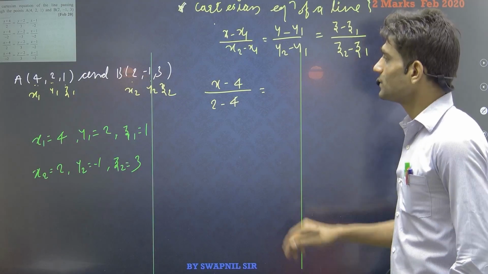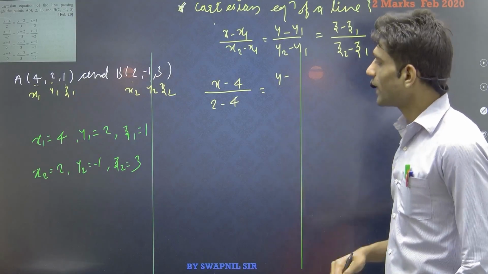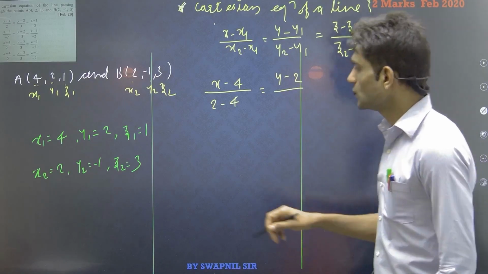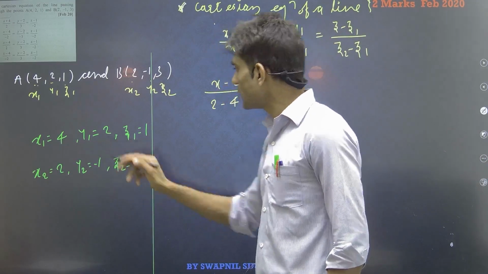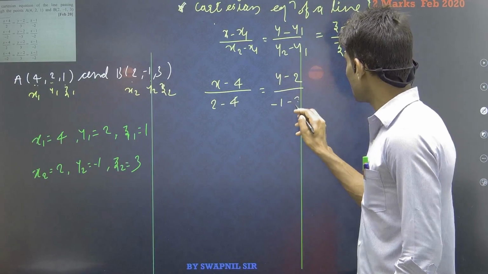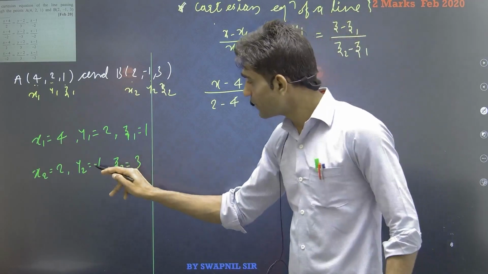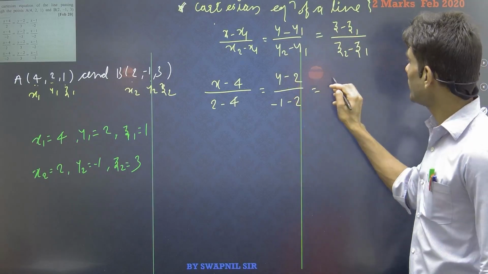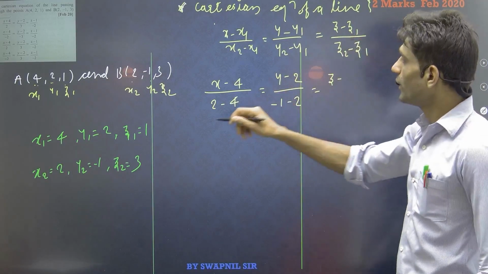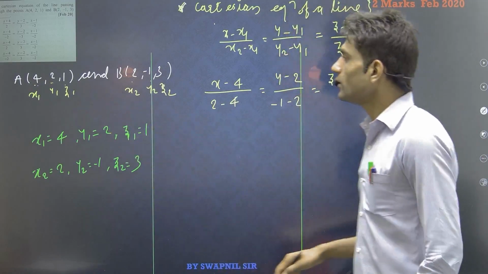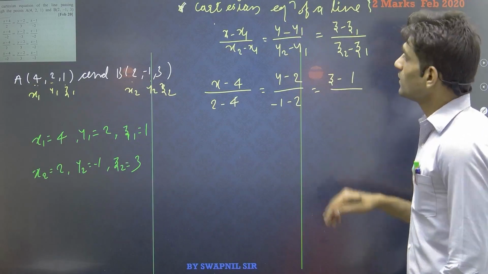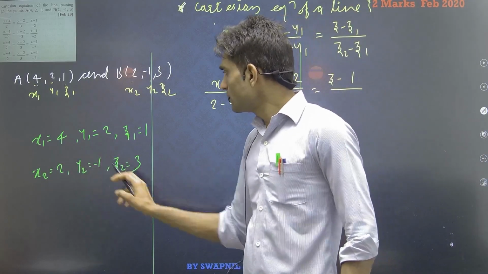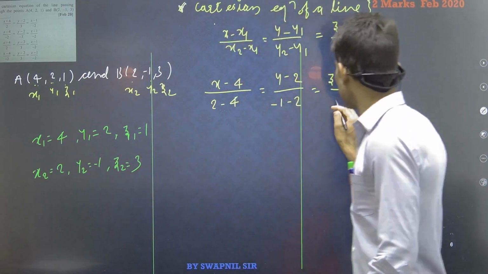Similarly, y minus y1, which is here 2: y minus 2 upon y2 minus y1, so y2 minus y1 means minus 1 minus 2 here. Similarly z minus z1: the value for z1 is 1, so z minus 1 upon z2 minus z1, so 3 minus 1.